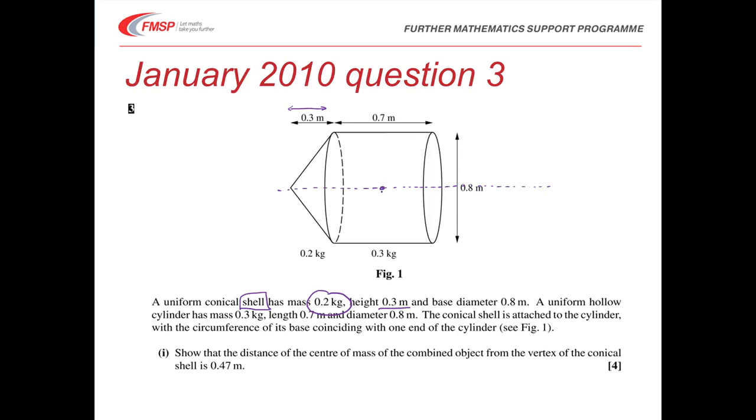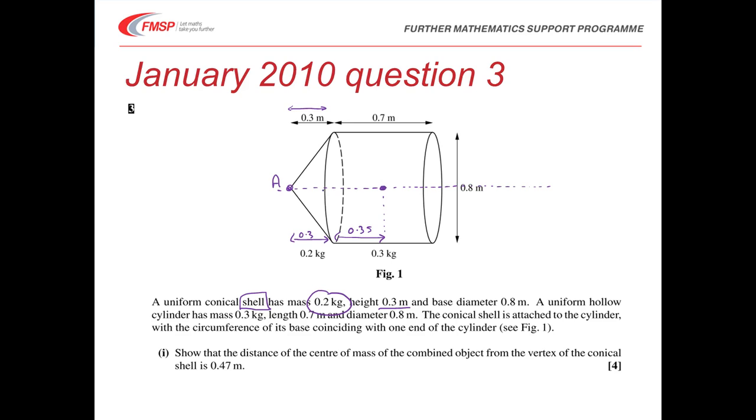Well, that tells me straight away that I know the distance across to the centre of mass of the hollow cylinder. It's just going to be half of 0.7, so that's 0.35. From the end across there, that's an additional 0.3. So the distance from this point here, which I'm going to label for convenience A, across to the centre of mass of the hollow cylinder is 0.65.